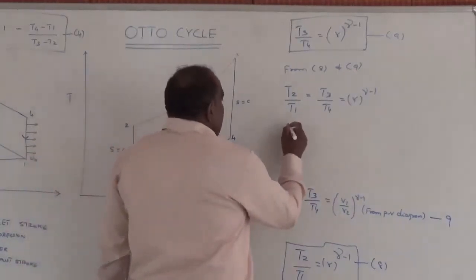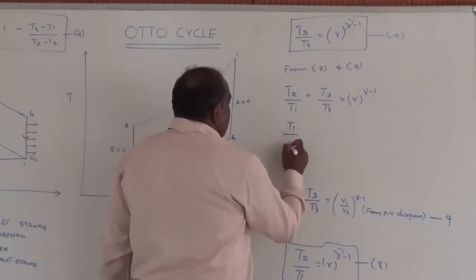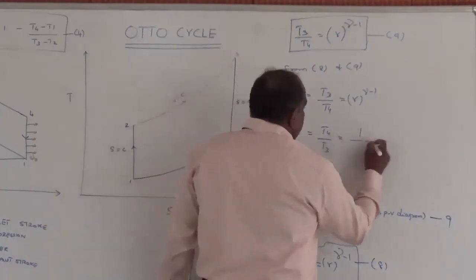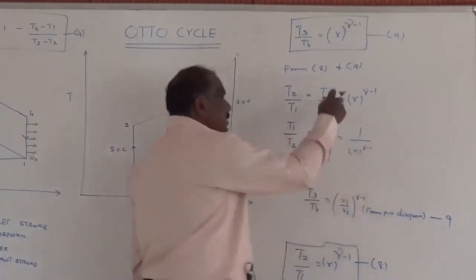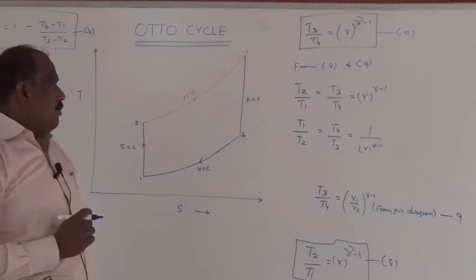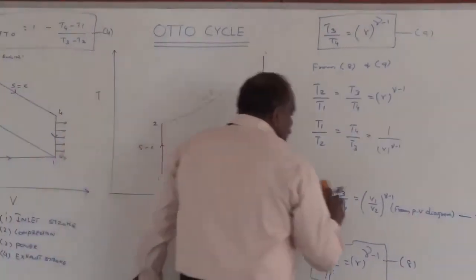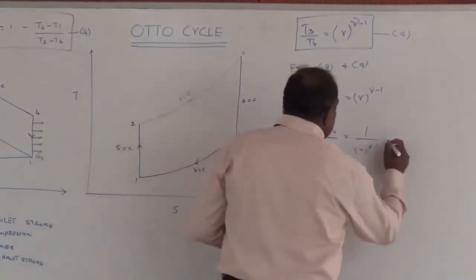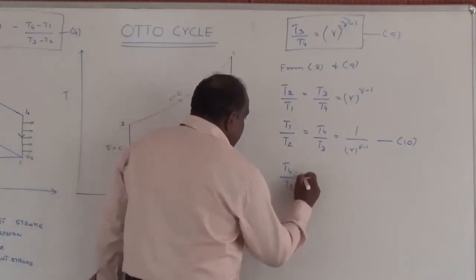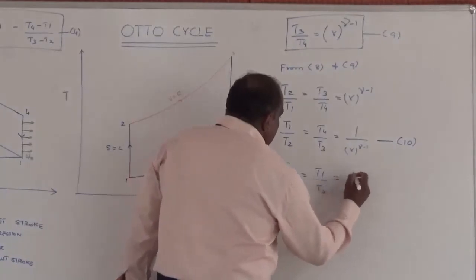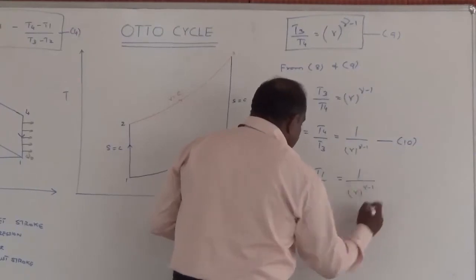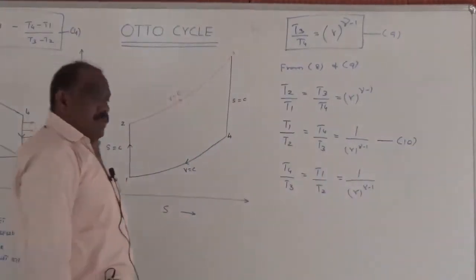If I take the inverse or reciprocal, T1 by T2 will be equal to what? T4 by T3 will be equal to what? 1 by r power gamma minus 1. So I am taking the reciprocal of all the terms. So T1 by T2 will be equal to T4 by T3 equal to 1 by r power gamma minus 1. Let us call this equation number 10. We can even write like this, nothing wrong in that. T4 by T3 is equal to T1 by T2 equal to, from 10, or if you want, you can take this also, 1 by r power gamma minus 1.